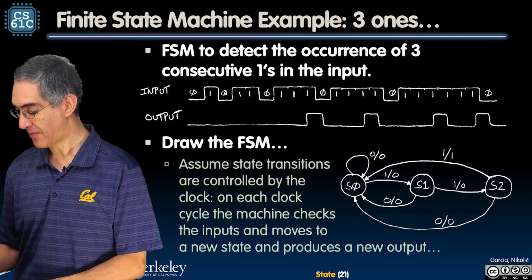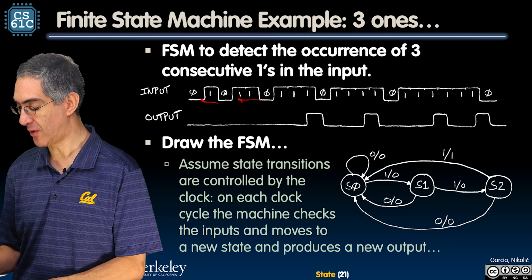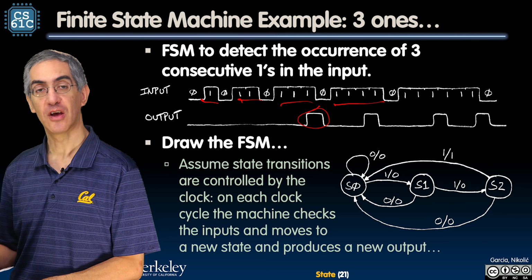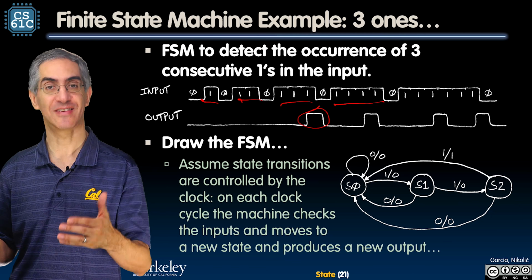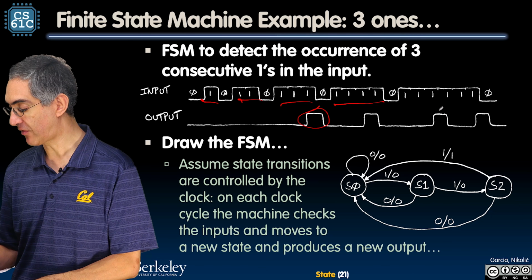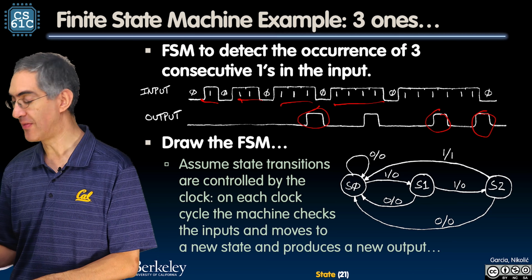The idea is the 1st one, 1 1, nothing. 2 1s, nothing. 3 consecutive ones, there's my 1. 4 consecutive ones, you don't want to have that be high. You want to reset it and be looking for the next 3 1s. So only if you have 6, will it output a 1 here for the first 3 and there for the second 3.